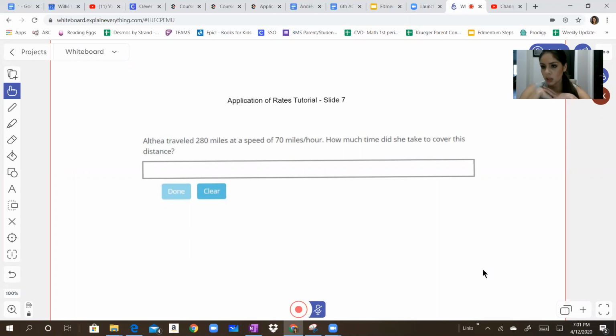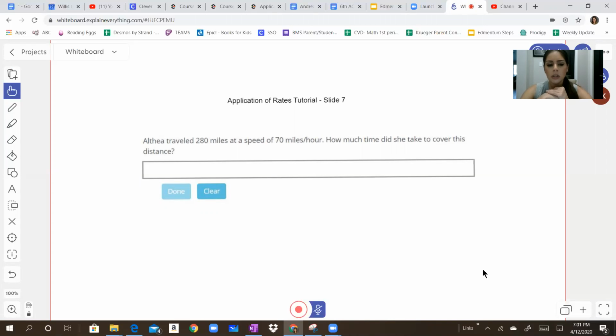As if you watched the previous tutorial, you know that there are 3 different ways to solve unit rate. 1, simply divide. 2, you can write an equation and solve an equation. Or 3, you can set up a proportion to help you further understand who is your dividend and who is your divisor. So let's go ahead and tackle this problem.